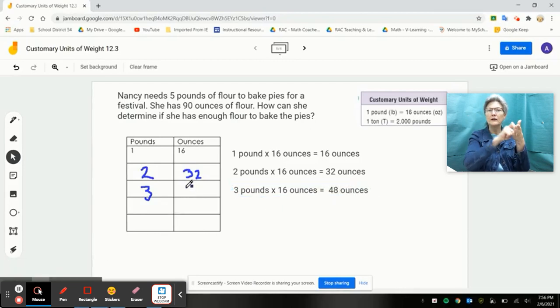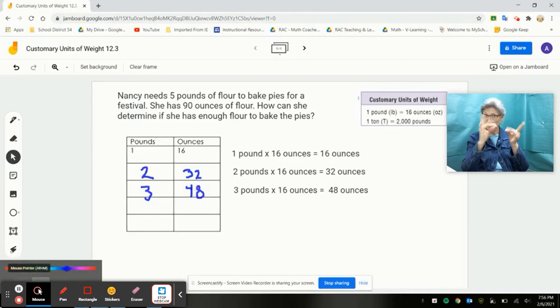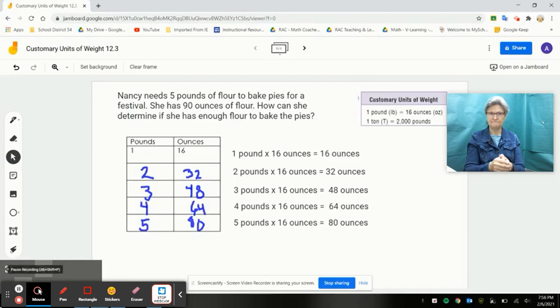Now, who can remind me how many pounds we have to solve until? Let's look back at our problem to double check. Nancy needs 5 pounds of flour to bake pies for a festival. So how many pounds do we have to solve for? That's right, 5. All right, so I'll see you back here after you solve for 5 pounds. All right, take a second to check your work.